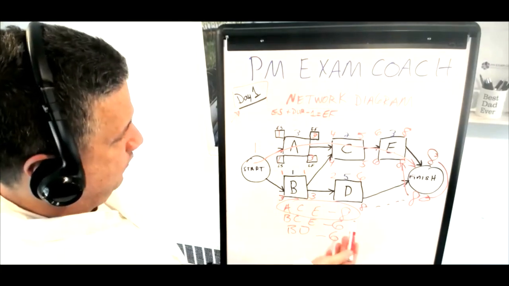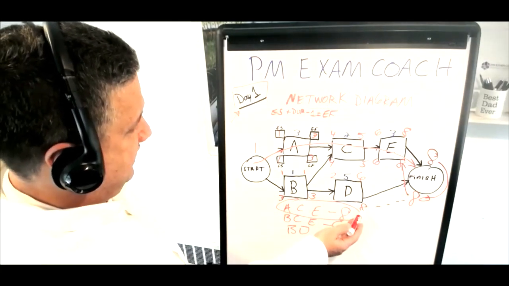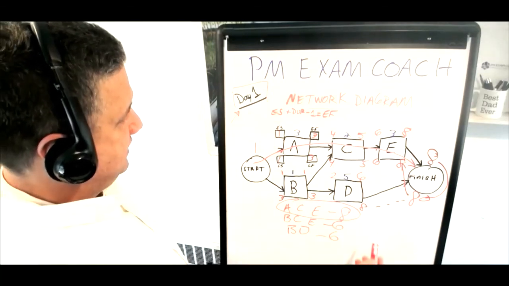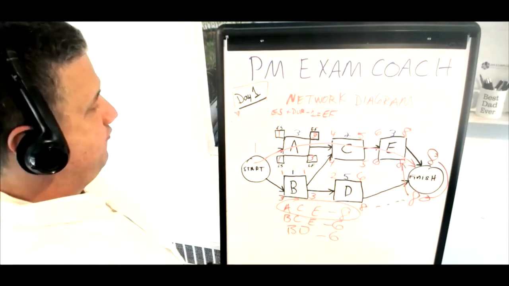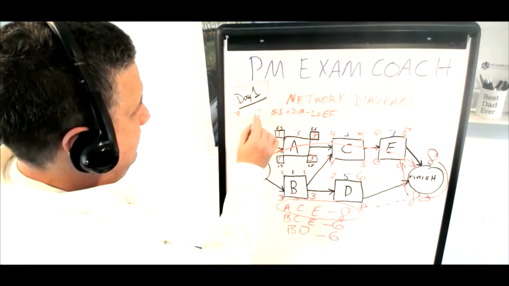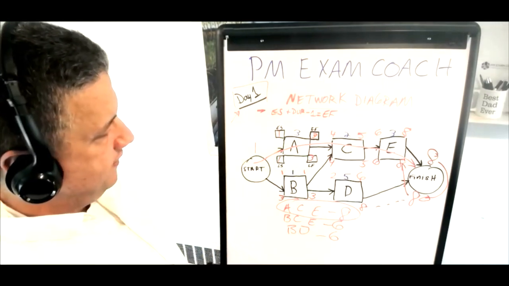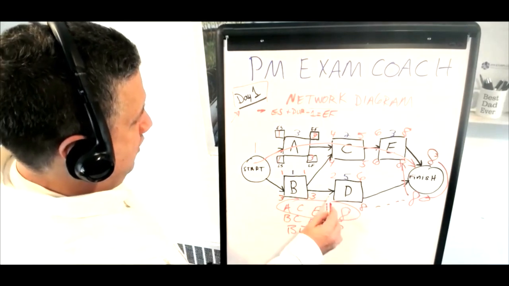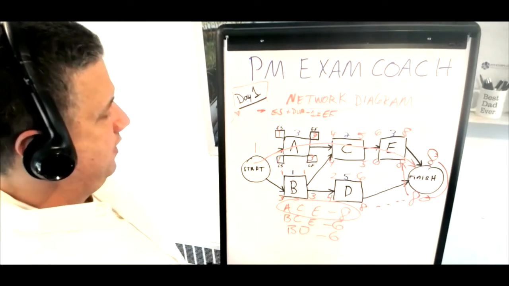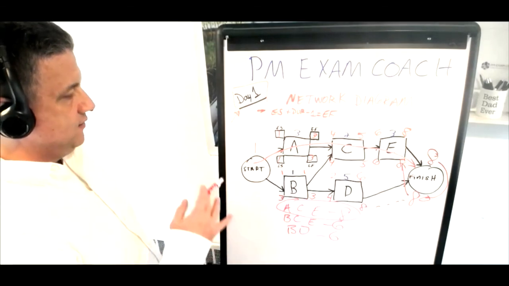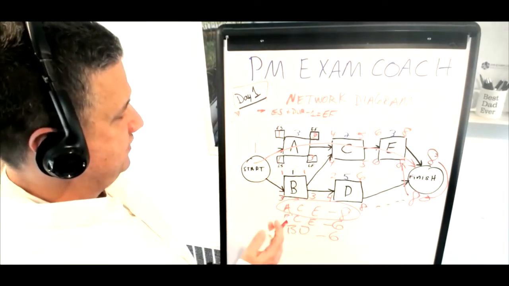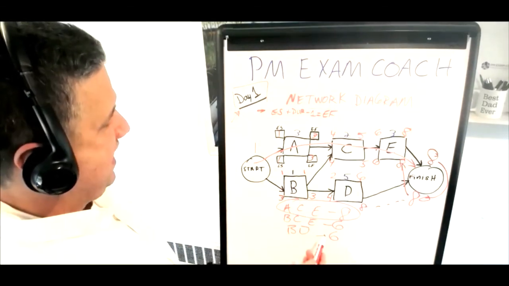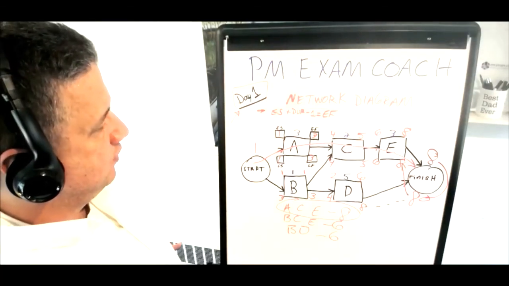All right, so now we've done the second backward pass. Now we're going to do the final one here, from finish to D. We already did that. It's 8. In this case, we're going to go 8 minus 5 plus 1, which is the inverse of this. So 8 minus 5 is 3, plus 1 is 4. All right, so that is a forward pass and a backward pass on this network diagram. It had 3 paths. ACE was the critical path.